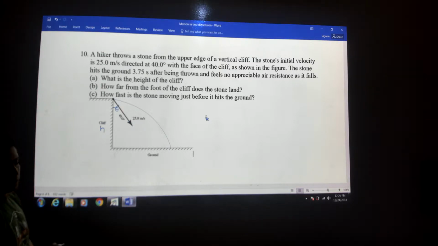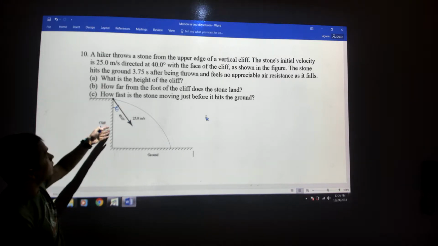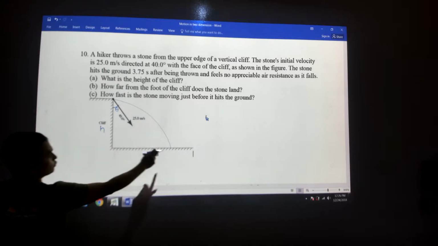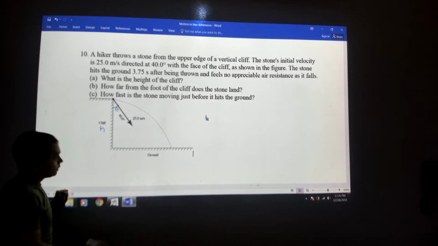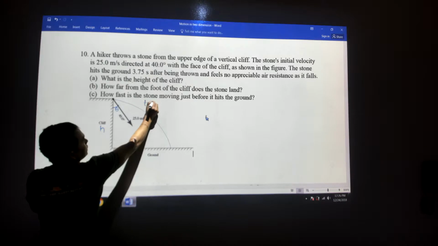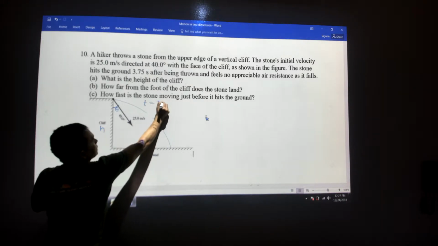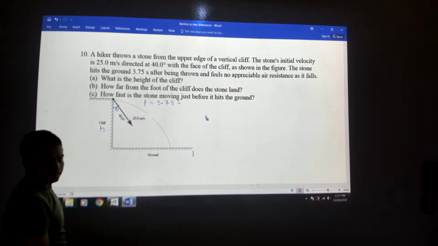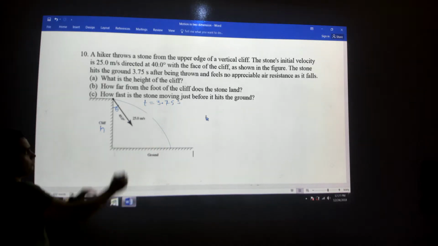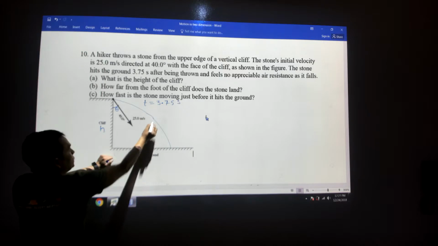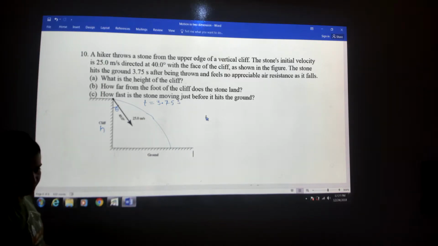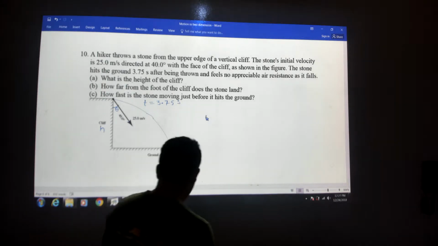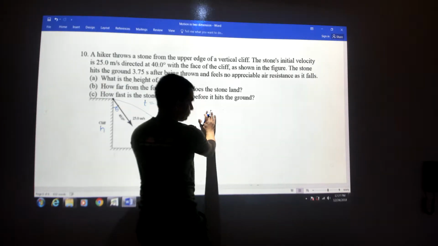Okay. So what is the height? You are given the time. The time to reach the ground is 3.75 seconds. This is the time. And then you need to find out the height. So let's start this problem here.